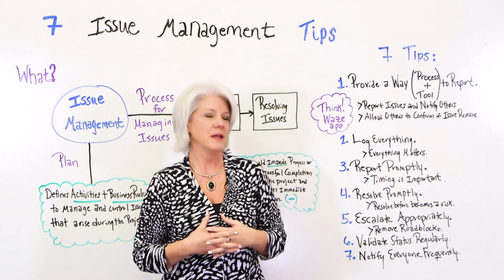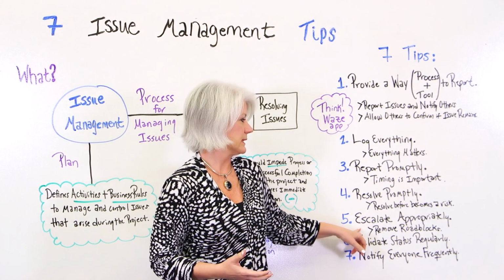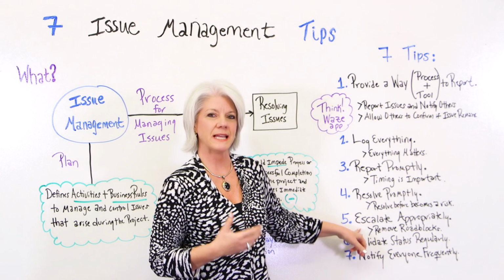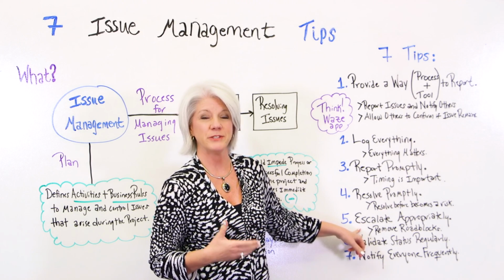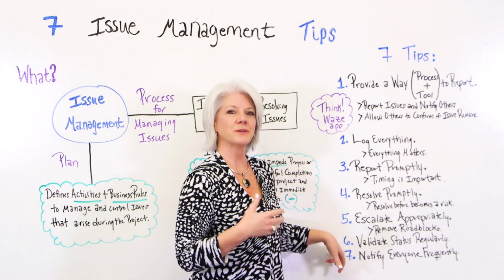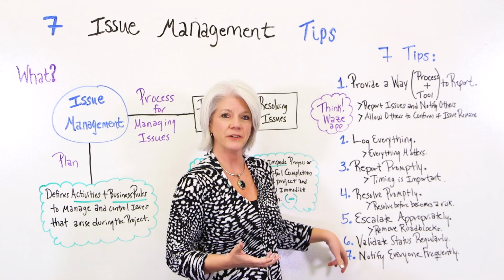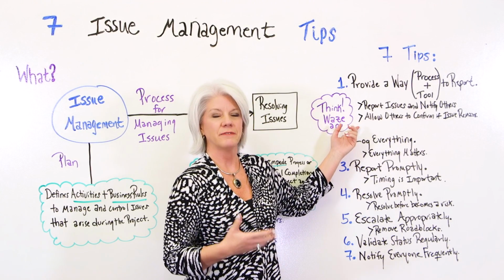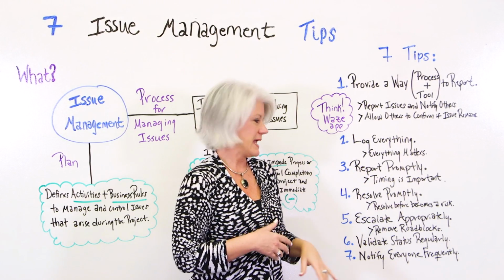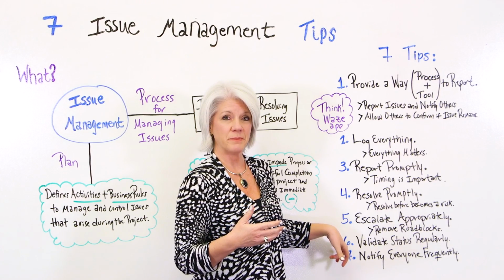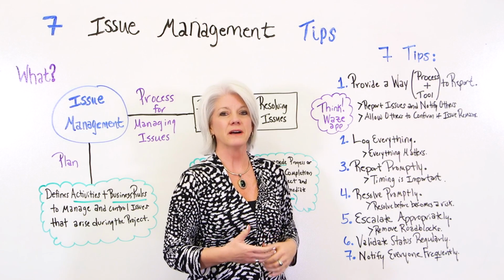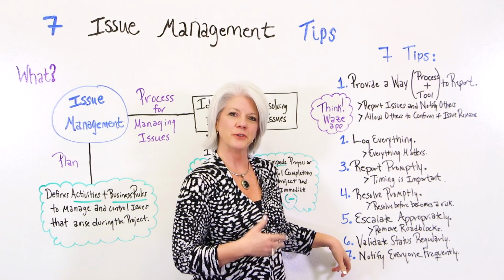We also want to be able to escalate appropriately, meaning maybe not everything needs to be escalated, but maybe there are some issues that can't be resolved without escalating to an executive or even a stakeholder to help remove those roadblocks. We also want to validate the status regularly. Again, if we think of Waze, if the issue is no longer an issue, we want to mark it closed, but if it escalates, we want to be able to update that status. And we want to notify everyone frequently because these issues can impact other people's work.